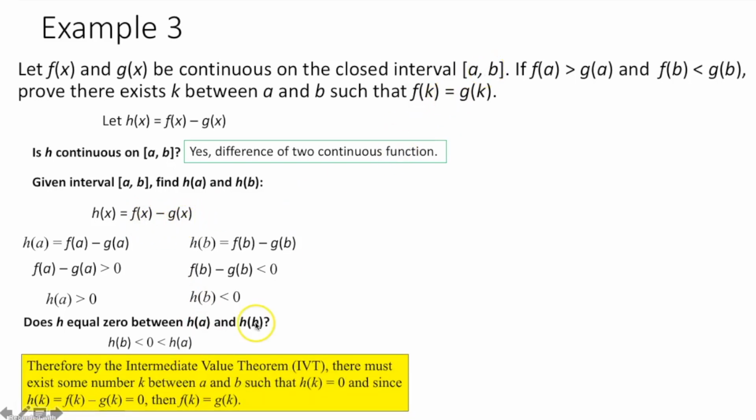So we can say by the intermediate value theorem, there must exist some number k between a and b such that h of k equals 0. And since h of k is equal to f of k minus g of k, and that equals 0, then f of k must equal g of k.